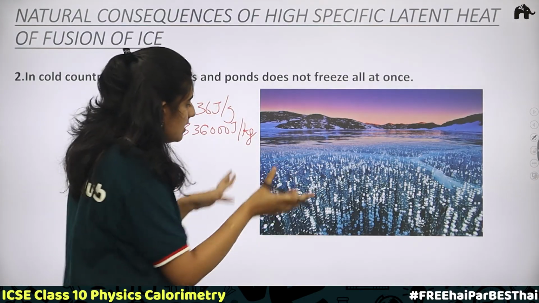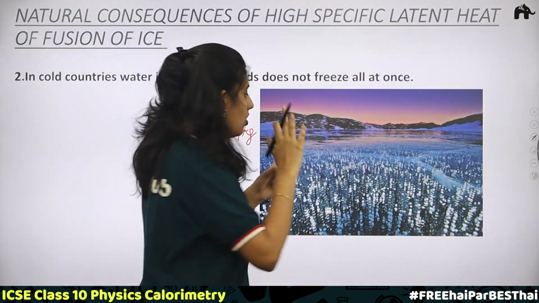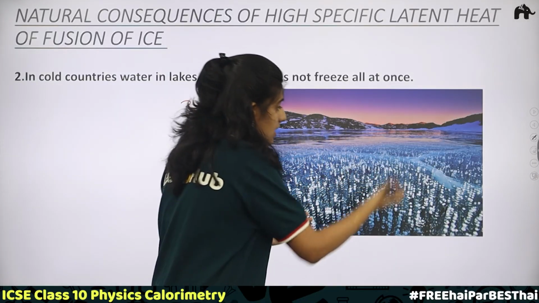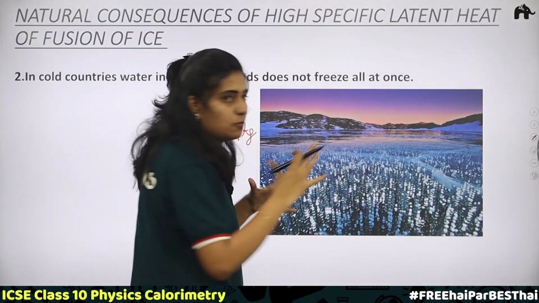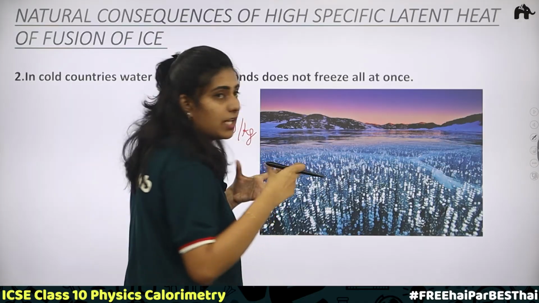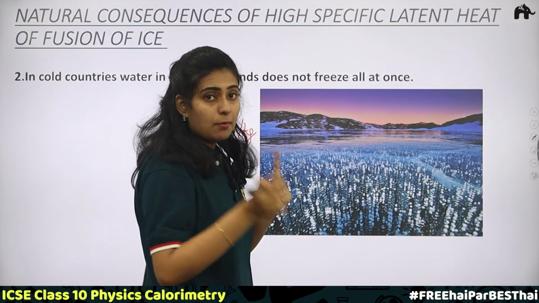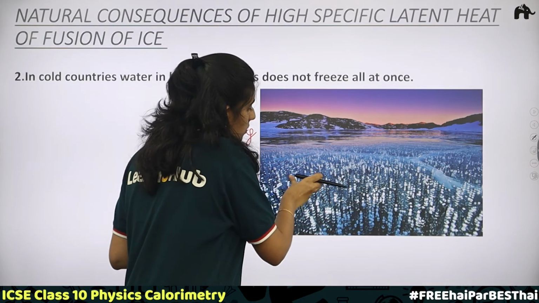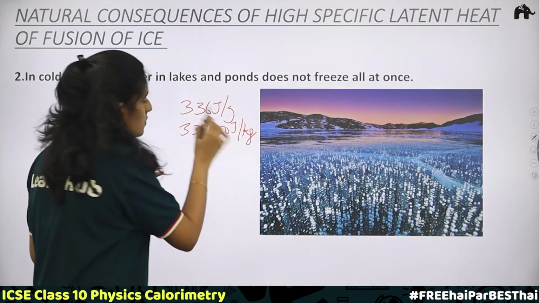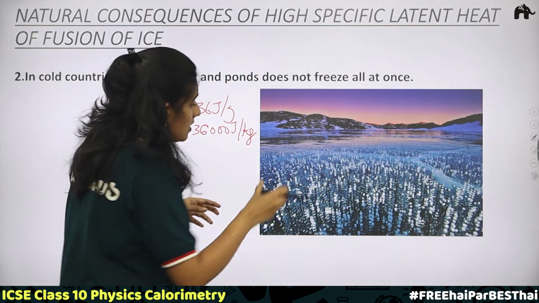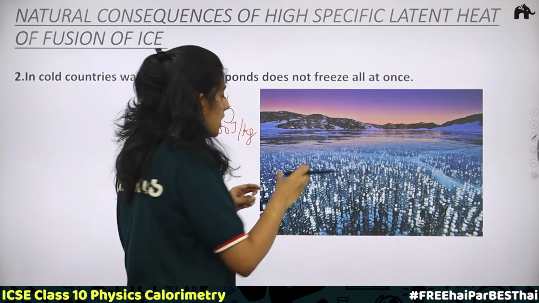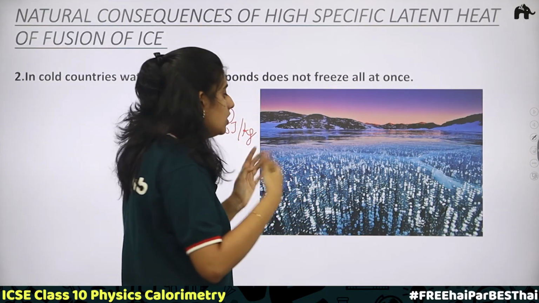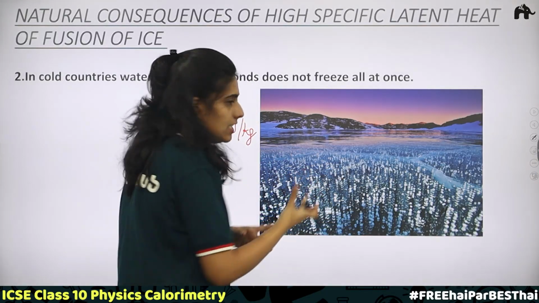When you consider the water in lakes and ponds, in order for it to freeze, heat energy should be liberated. When it liberates heat energy, it can freeze. But here, due to this high value of specific heat capacity, the water in lakes cannot liberate this much heat energy to get converted to ice, to freeze.